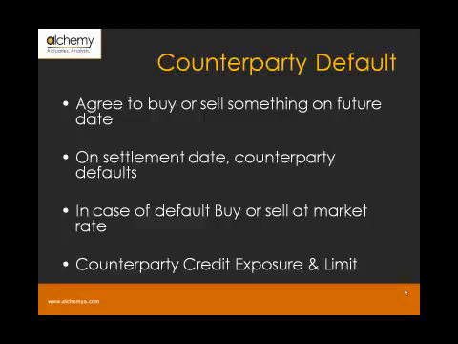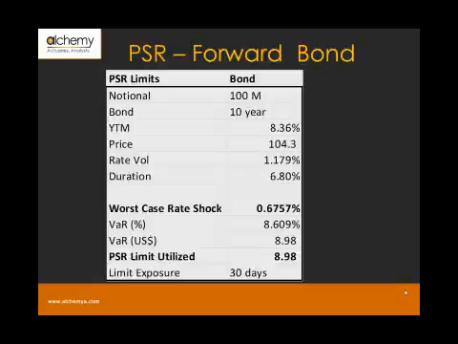From a counterparty point of view, a PSR or pre-settlement risk limit basically calculates your overall credit exposure to a counterparty if that counterparty defaults. And is that exposure within your regular limits or not? So we take a look at a very simple example. We take a look at the PSR limit required or utilized for a forward bond transaction. What you're trying to do is buy $100 million worth of the 10-year bond.